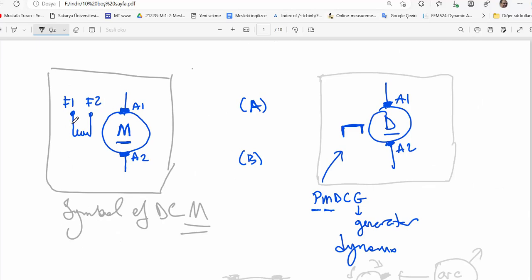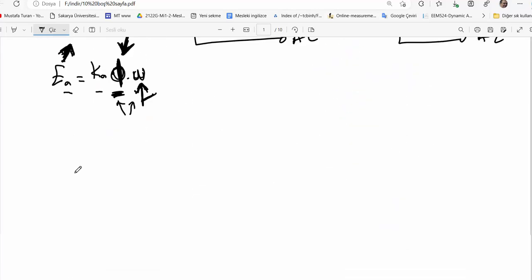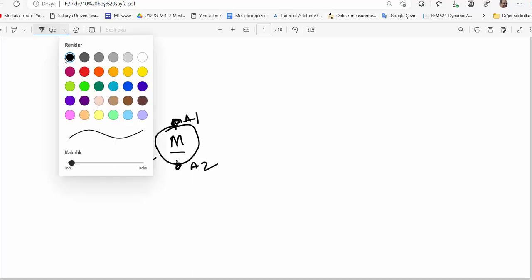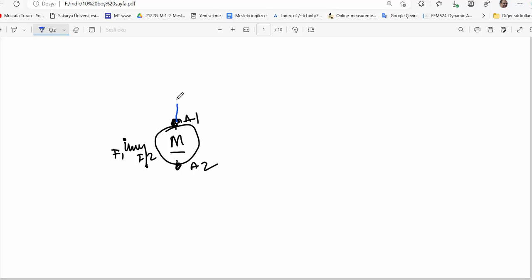As you see, here is a field circuit. Let me just give some idea of how we can generate the magnetic field. Let's say that is a motor, and here is a field coil having F1 and F2 terminals, and here A1 and A2, and let's connect that machine to a DC supply.